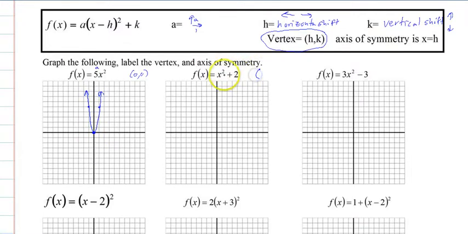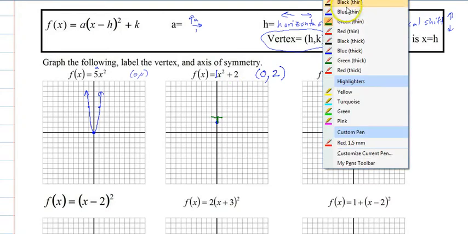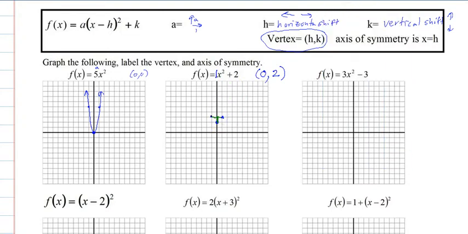So our vertex here, there's nothing being added or subtracted to the x, so there's no h. But we do have a k, which is 2. So it's 0, 2. That's our vertex. And then our A here is 1. So we go up 1 over 1, up 1 over 1, up 1 over 1. And then we can put a dot, and there's our quadratic. That's it. No points to plot, nothing.